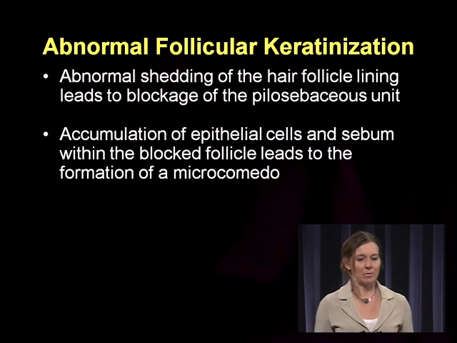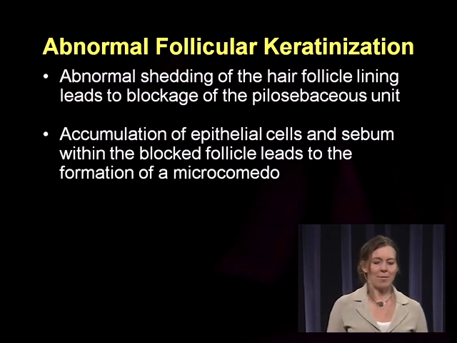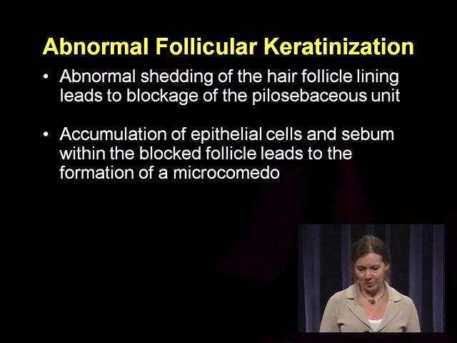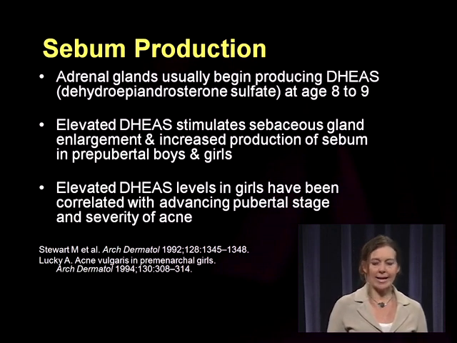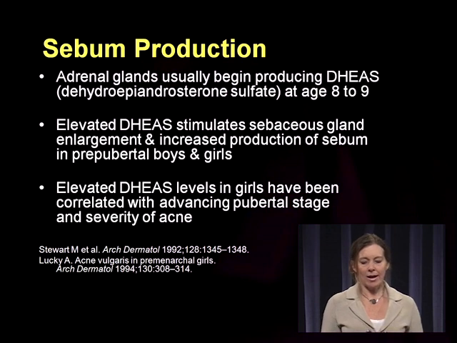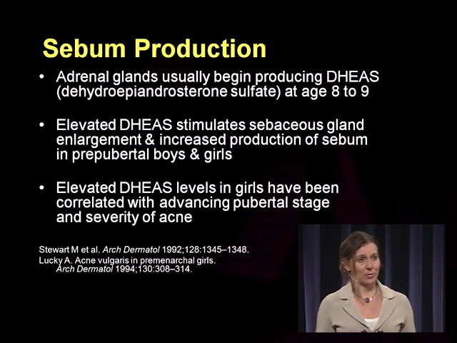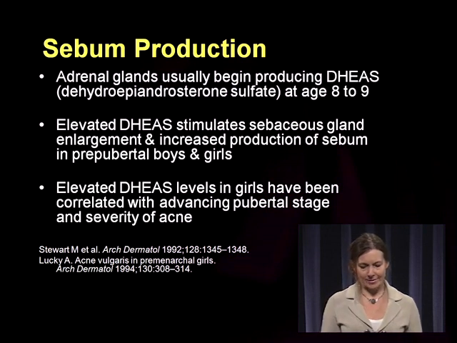So the first thing that happens is increased sebum production. And this contributes to the abnormal shedding of the hair follicle lining, and that leads to blockage of the pilosebaceous unit. So you have this accumulation of epithelial cells and sebum within that blocked follicle, and that is what we refer to as a microcomedo. This increased sebum production usually starts at about 8 to 9 years of age. It could occur earlier if you had a patient who had precocious puberty or some underlying endocrine abnormality, but typically about 8 to 9, and it's due to increased production of the DHEAS.